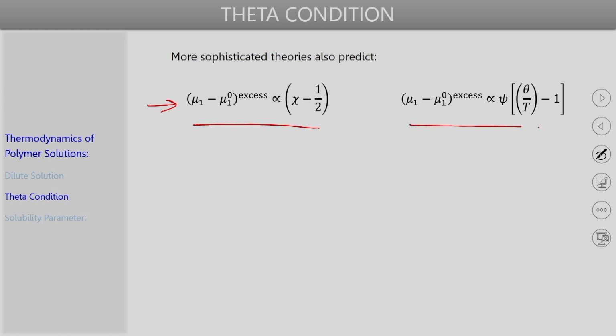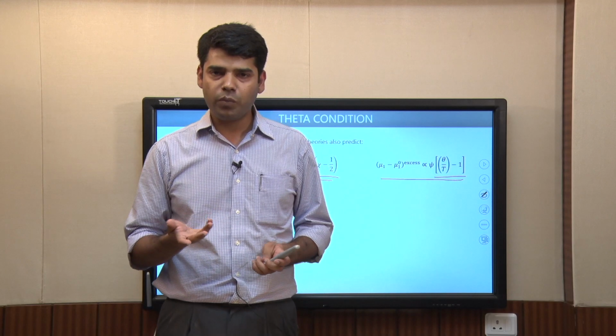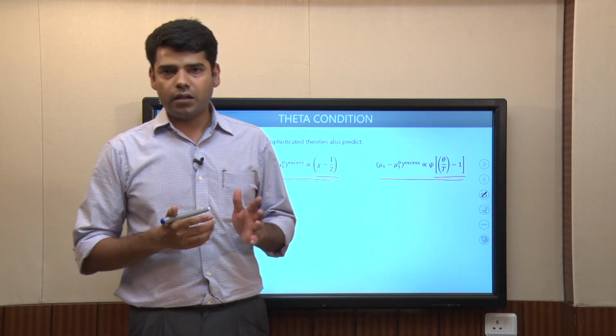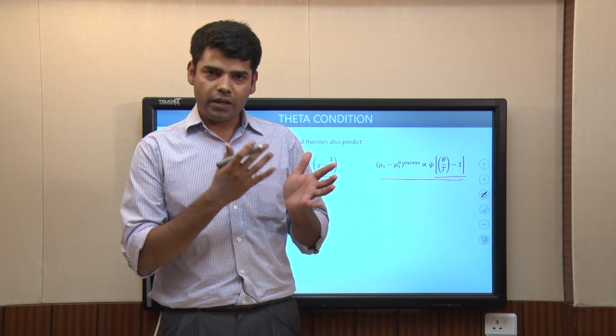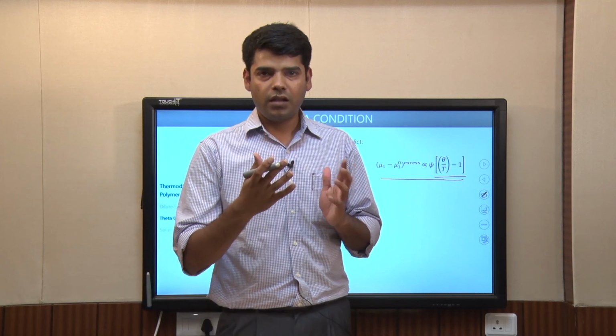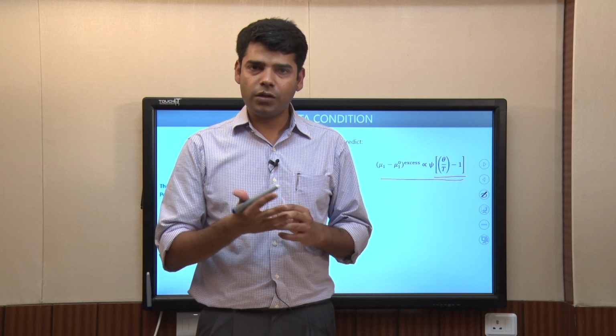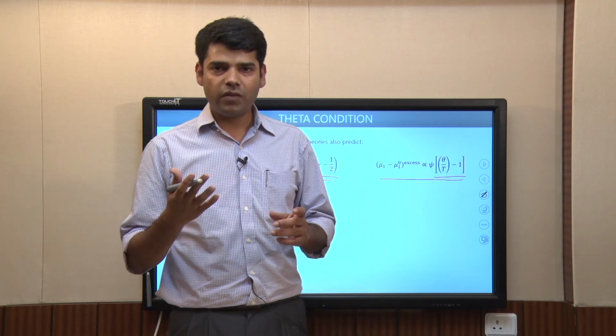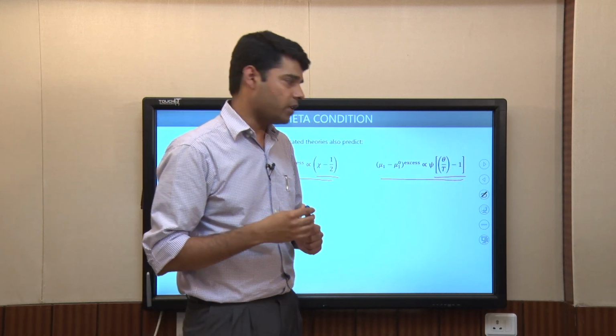Those theories also predict functional forms of this mu1 minus mu1 naught. So, that functional dependence that they predict is similar to what is predicted by the Flory-Huggins theory. So, Flory-Huggins theory for dilute solution, of course, the quantitative prediction will be quite poor, but the qualitative trends or the dependence of chemical potential on the chi parameter or the theta temperature, that dependence that the Flory-Huggins theory predicts is basically consistent with the predictions of more advanced theories as well.